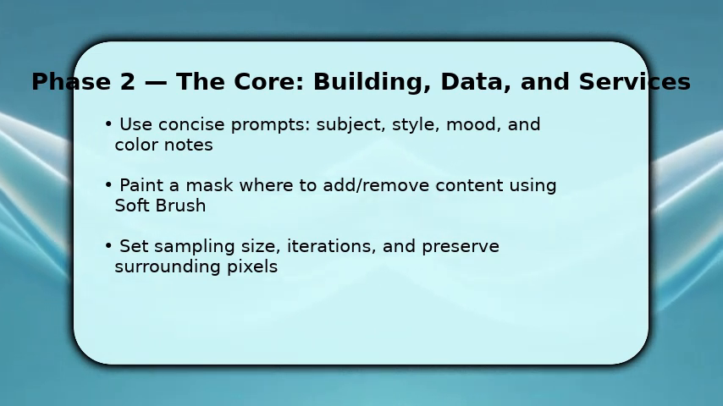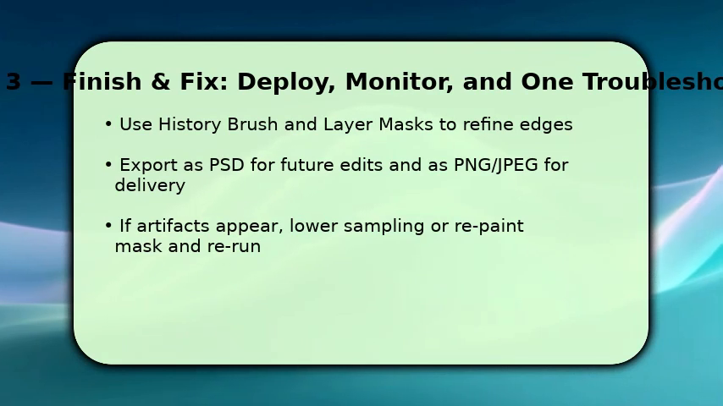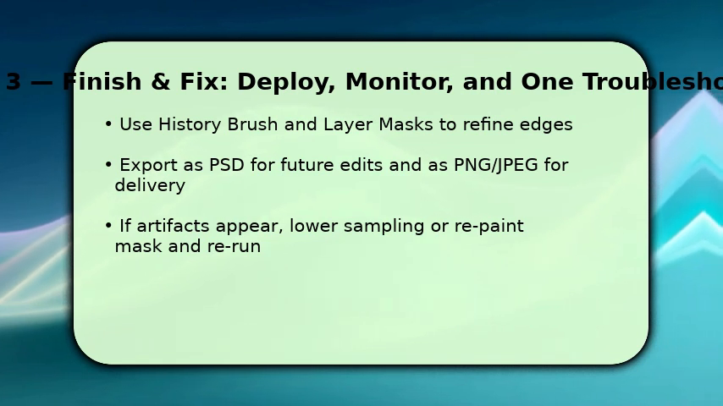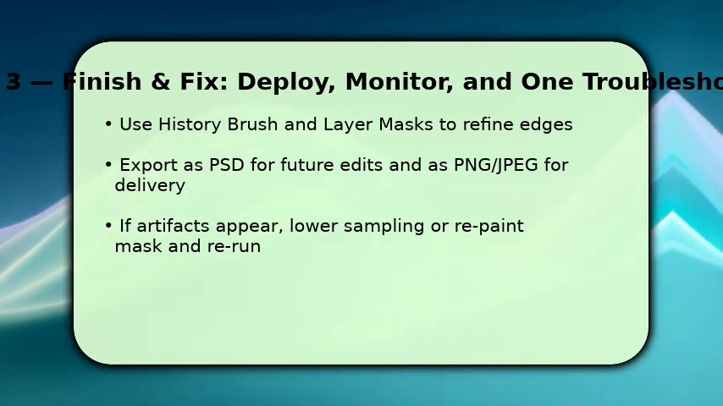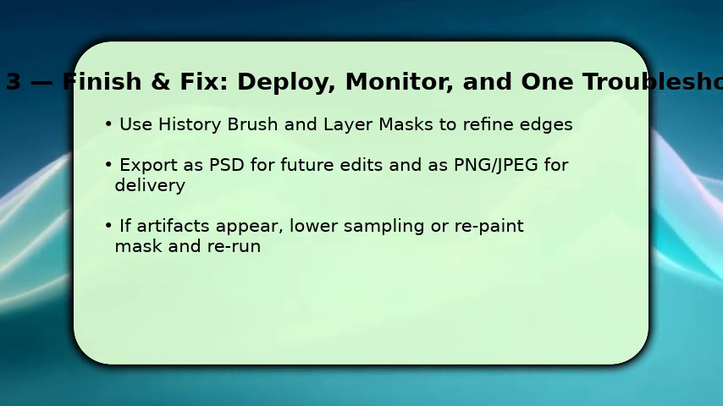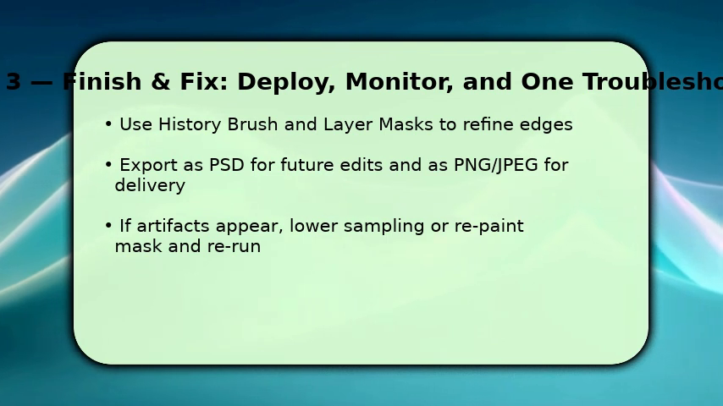Finish by reviewing the generated area at 100% and refine with the history brush or additional layer masks to remove small artifacts. This preserves the generative content while giving manual control. Once satisfied, save a layered PSD for future changes and export a flattened PNG or JPEG for delivery.